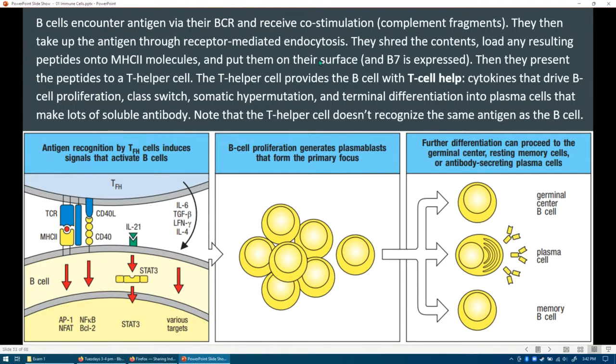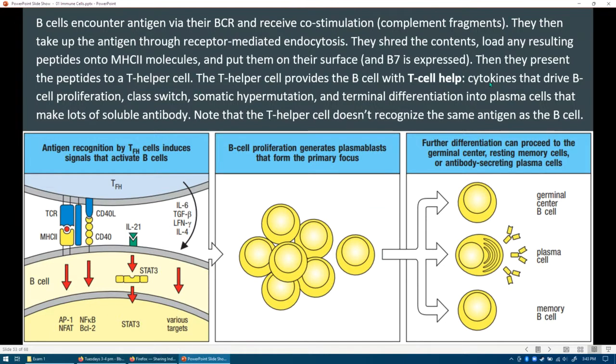MHC2 has been loaded with peptide. It's put out on the surface for a T cell to swing by and recognize. B7 is also expressed to help give the T helper cell some much needed co-stimulation. Then they present the peptides to a T helper cell. In response to the MHC2 with the peptide binding to the TCR, the T cell receptor, the T cell responds by providing the B cell with cytokines. We're talking pretty much anything can be a cytokine.